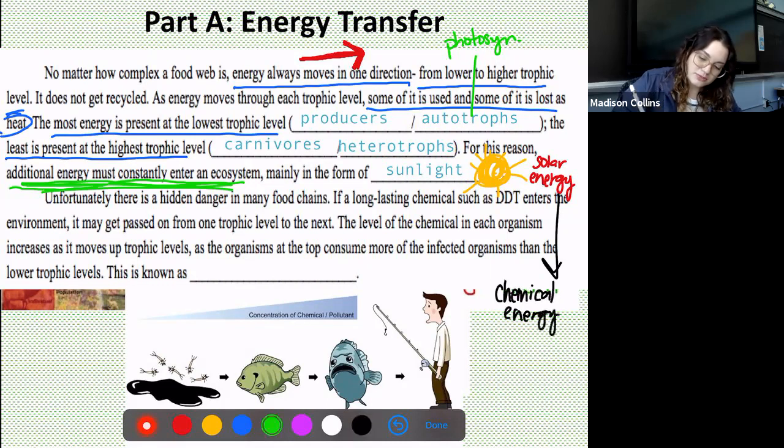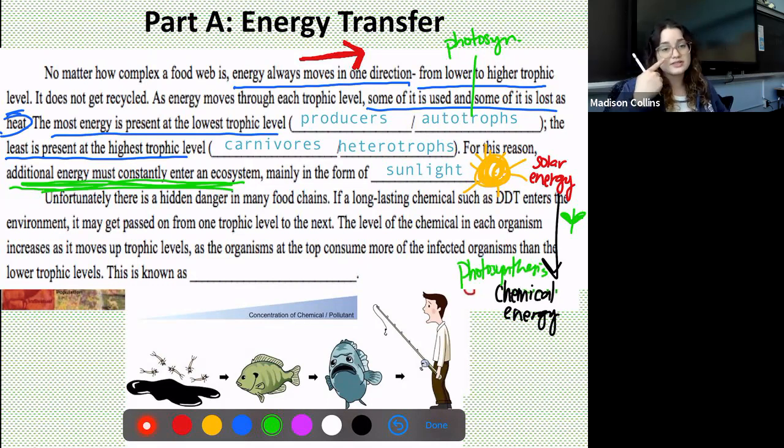Okay, so I'm going to draw a little plant here to show that's what the plant's doing. But plants can convert solar energy from the sun into chemical energy through that process of photosynthesis. And that's how additional energy continues to enter the ecosystem.